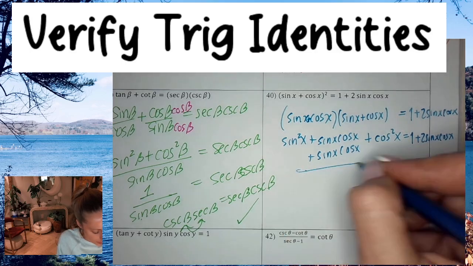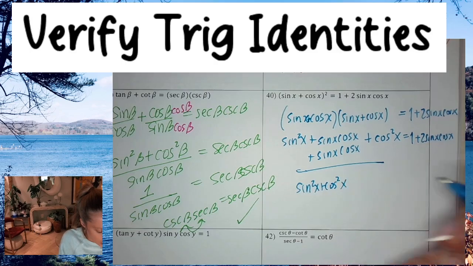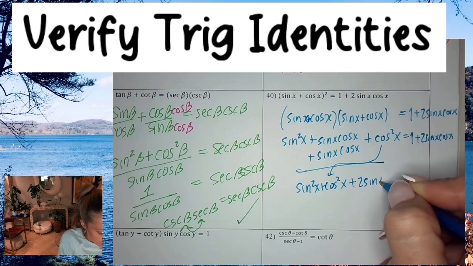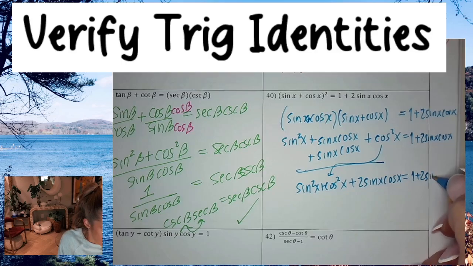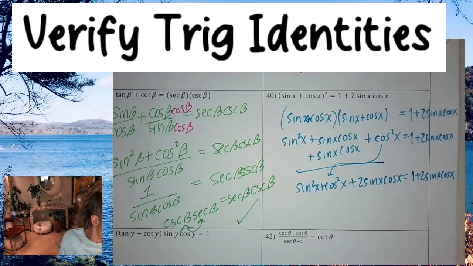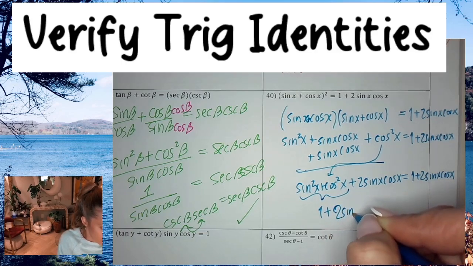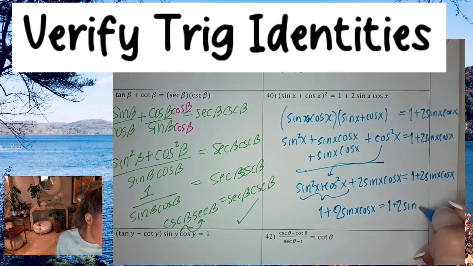Next step, sine squared x plus cosine squared x, I just kind of turned it around, like bring this guy over there, plus 2 sine x cosine x is 1 plus 2 sine x cosine x. Then this right here is 1 plus 2 sine x cosine x equals 1 plus 2 sine x cosine x.